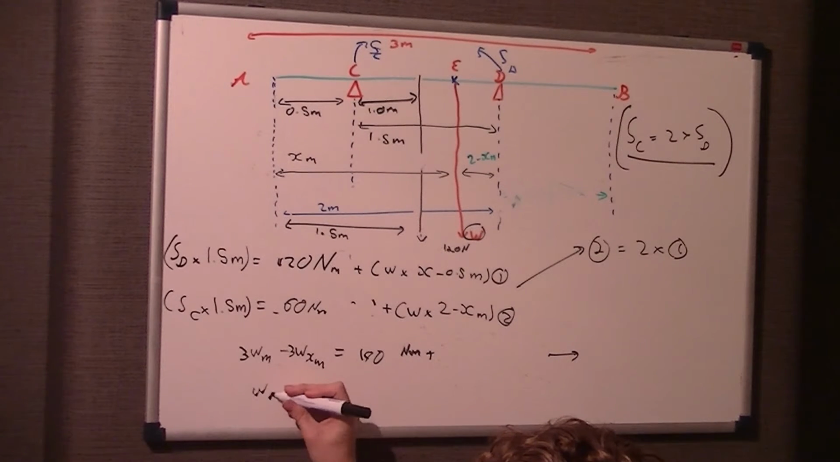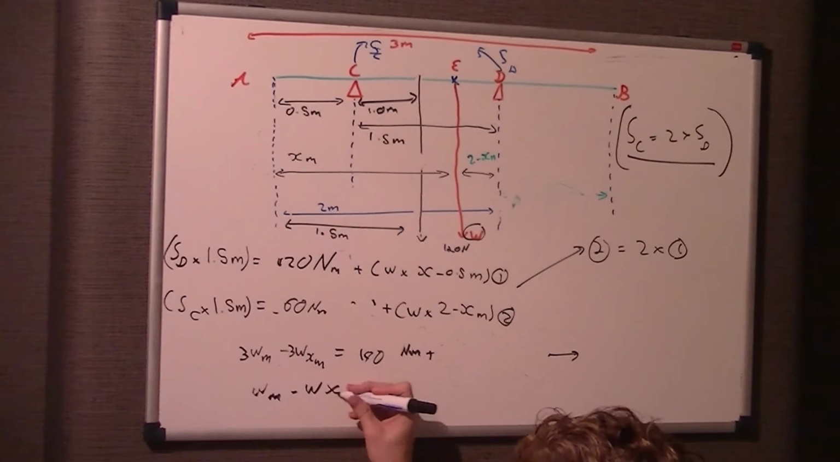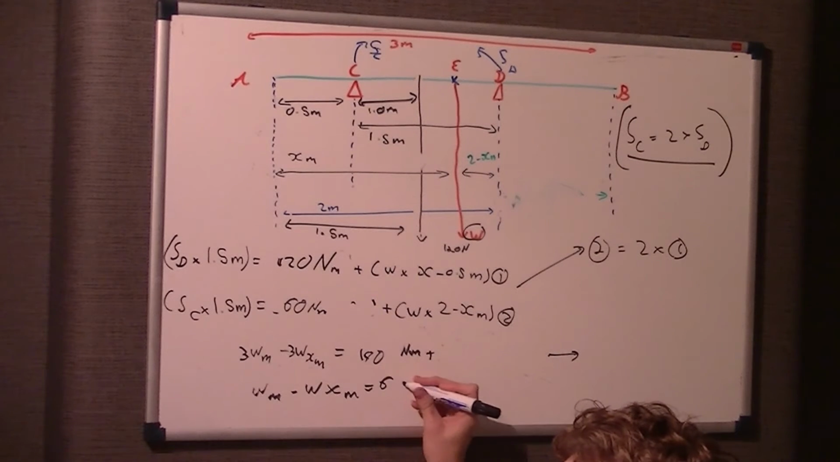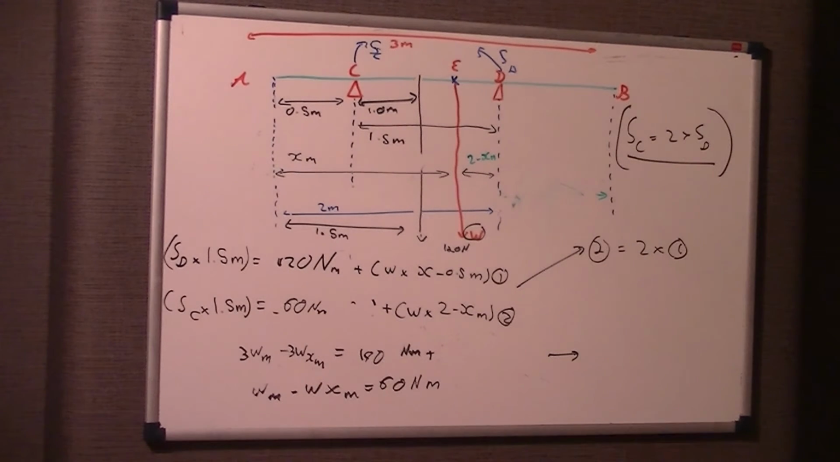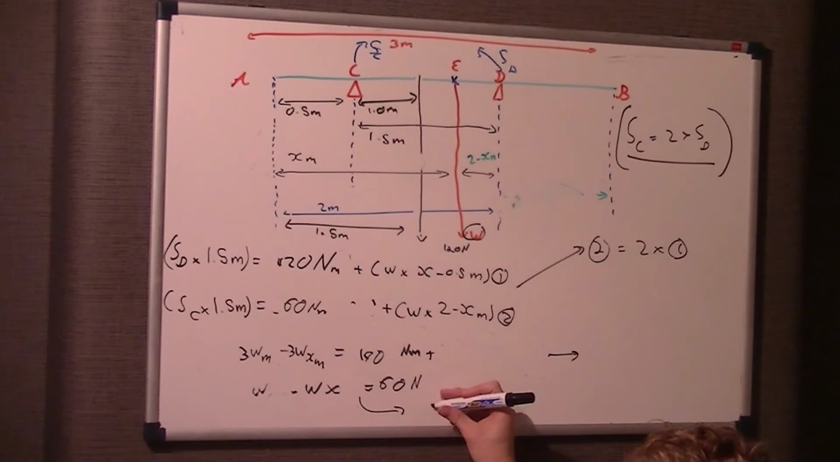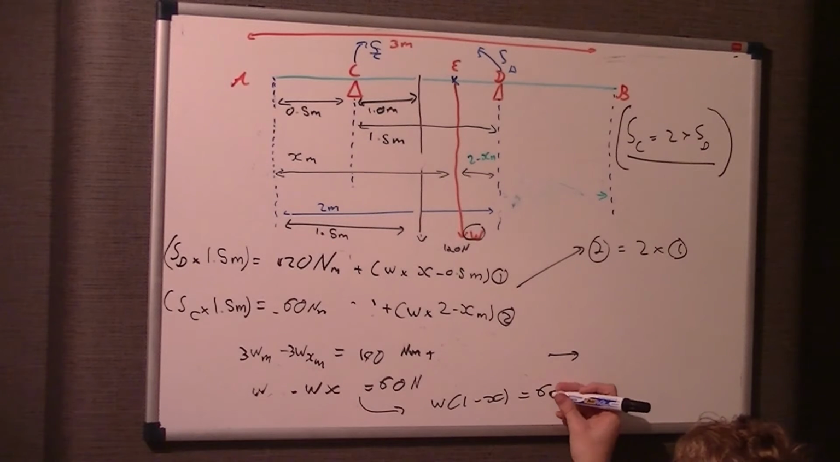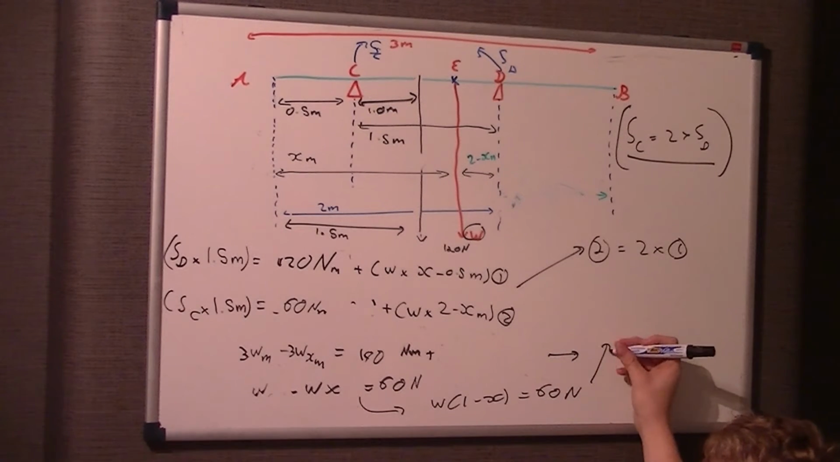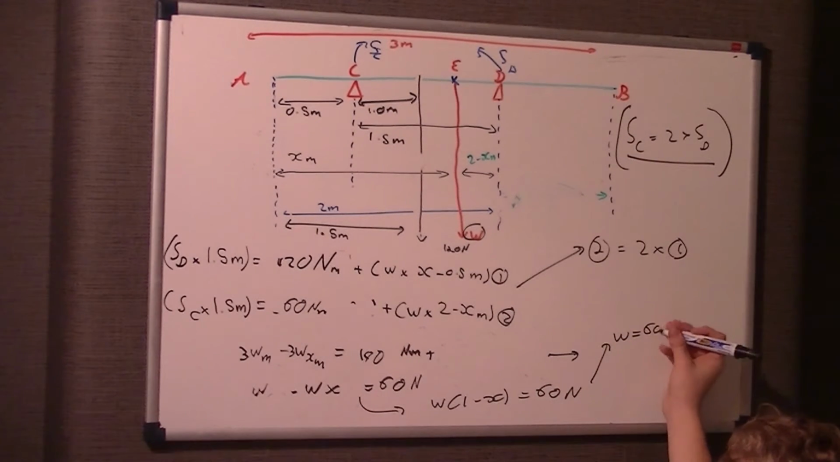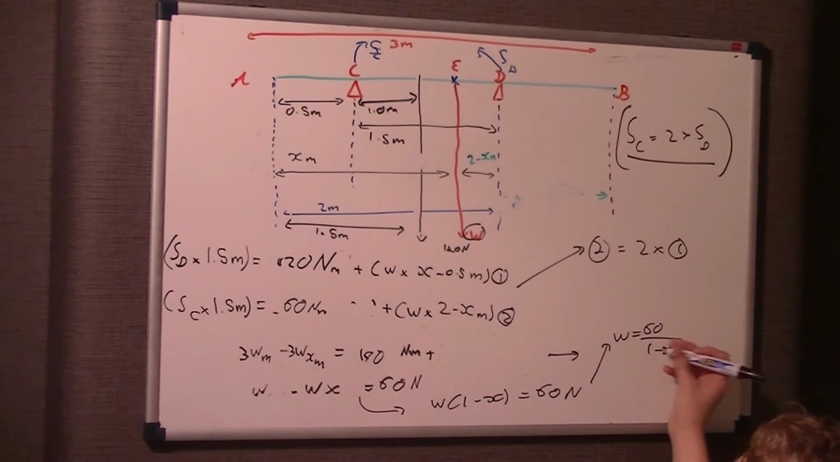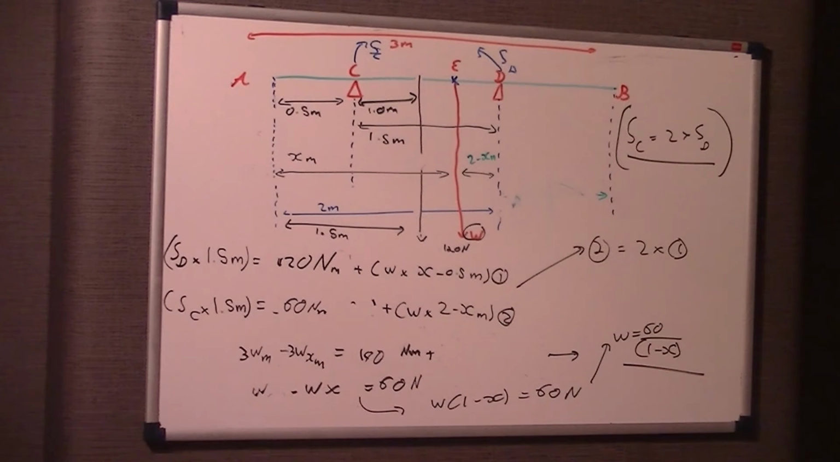So that's just W meters take WX meters equals 60 Newton meters. Or you could divide it all by 3 meters, so we get rid of meters. Factorise that, so that's W brackets 1 take X is equal to 60 newtons. Divide both sides by 1 take X, therefore W equals 60 newtons, or 60 over 1 take X, and that is what is required. Okay, so sorry about that.